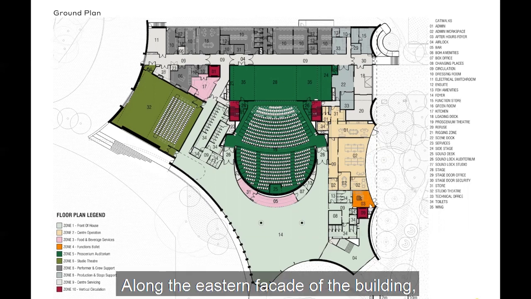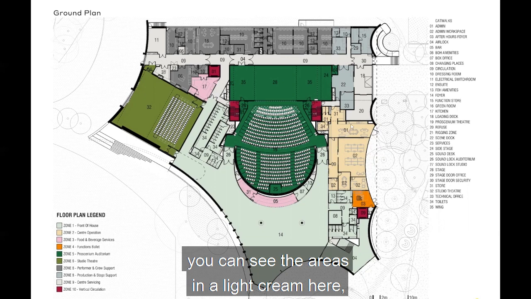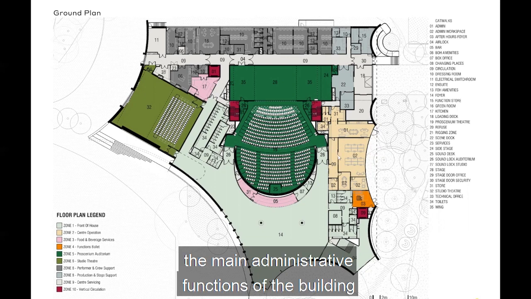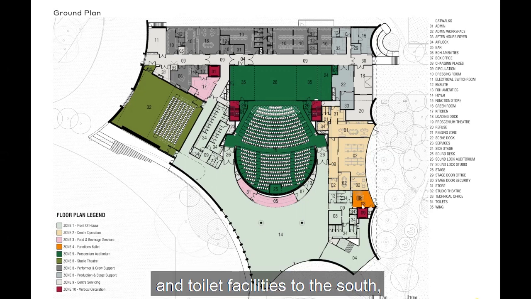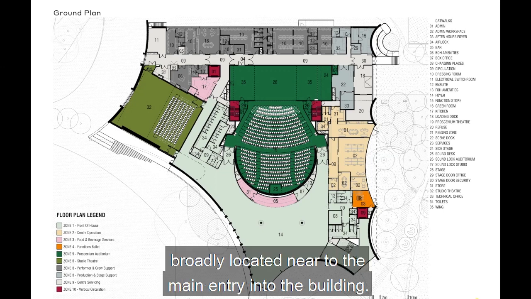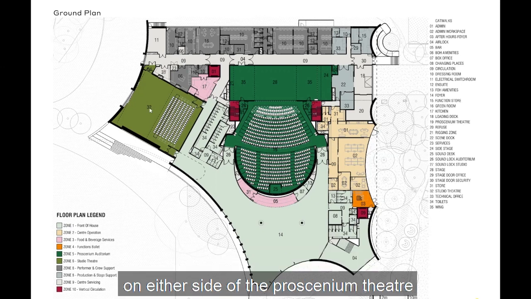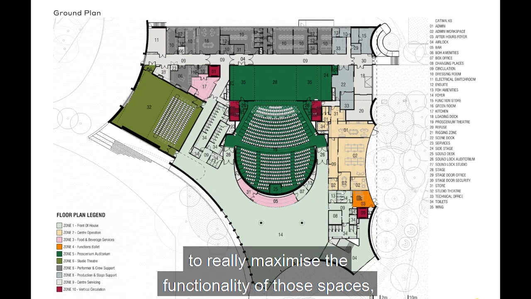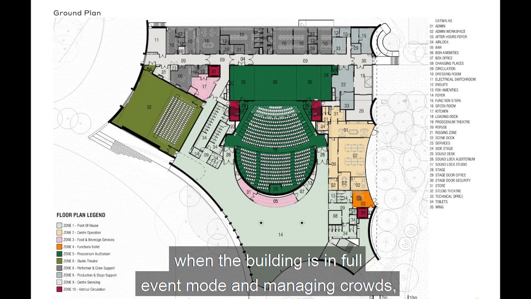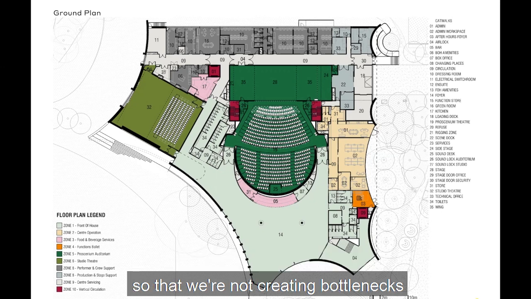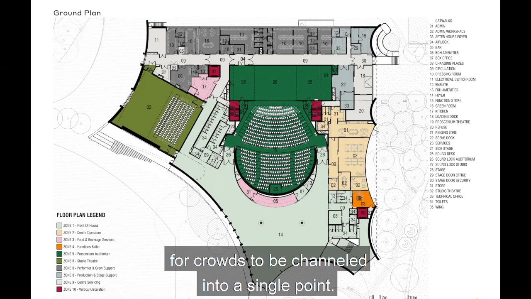Along the eastern facade of the building, you can see the areas in light cream. Here are the main administrative functions of the building, and toilet facilities to the south, broadly located near to the main entry into the building, which you can see we have split the toilet facilities on either side of the proscenium theatre to really maximise the functionality of those spaces when the building is in full event mode, and managing crowds so that we're not creating bottlenecks for crowds to be channeled into a single point.